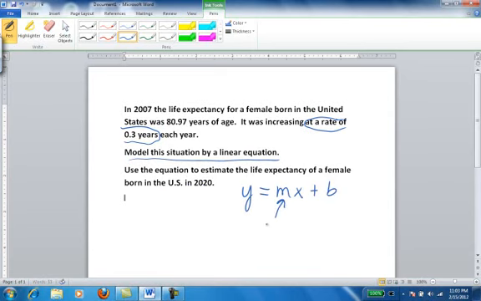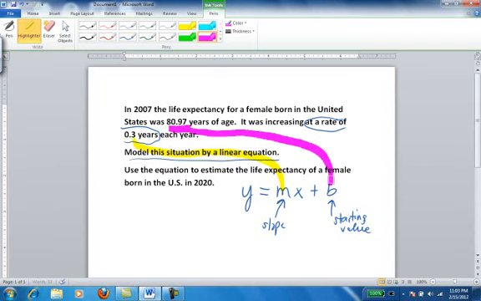The m, of course, as always, is going to be your slope. The b you can think of as the starting value, or the intercept. Even though we say it as the y-intercept, you can think of it as the starting value. The 0.3 years I mentioned a minute ago is going to be the slope. That's going to go right there. The 80.97 years, which is the basis for the initial life expectancy, is going to go right here.